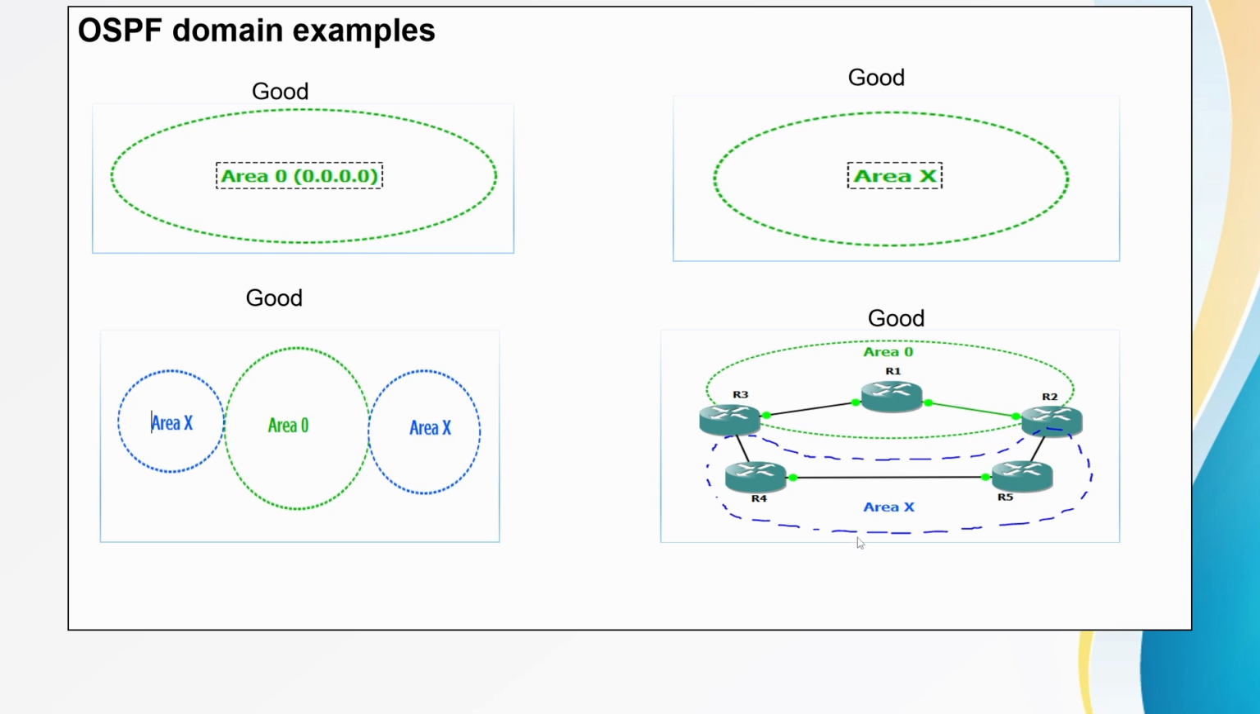Yes, that's correct. Let's take a look at the first one. The first one is a very normal setup. We have a backbone area and also a non-backbone area connected like this. The non-backbone area X connects with a redundant path like this. So this setup is also good. There are no issues.